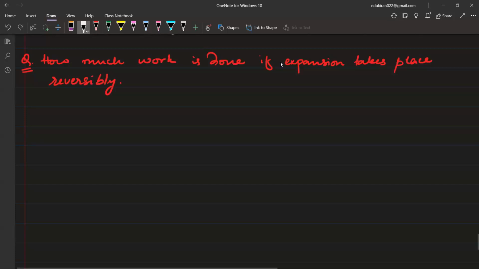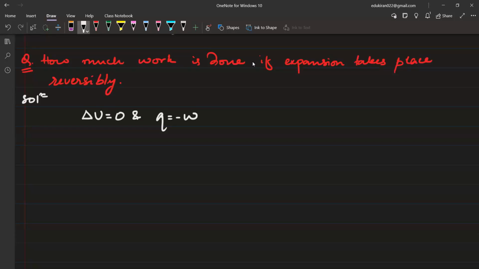Expansion takes place reversibly, right? Work will come out, so heat will also come out. Please see here guys, it is still isothermal expansion, but that expansion is taking place reversibly. That means our initial delta U is equal to 0 and Q is equal to minus W, it still holds. So we also have to calculate the heat along with it.